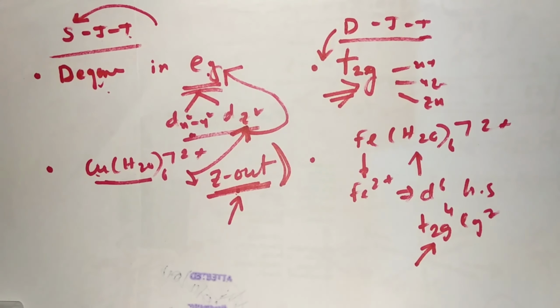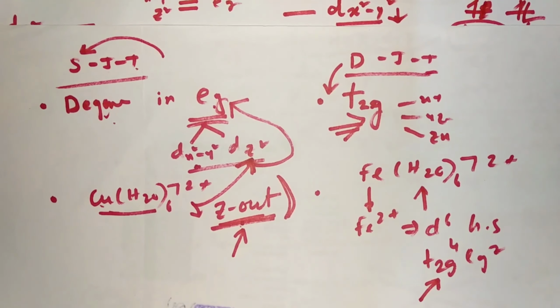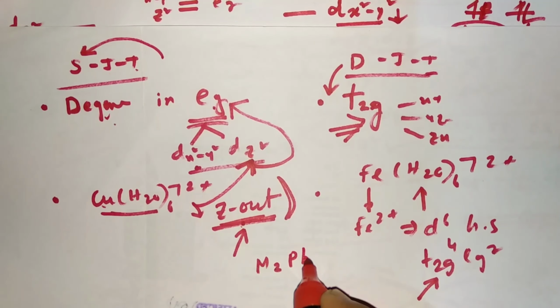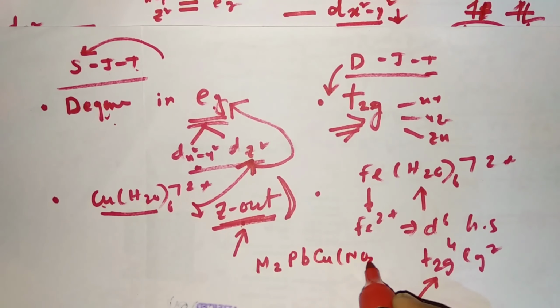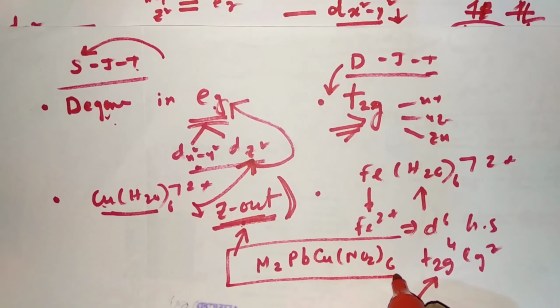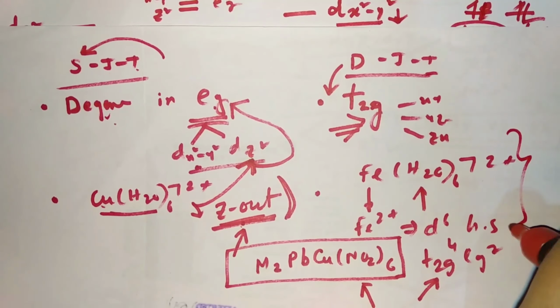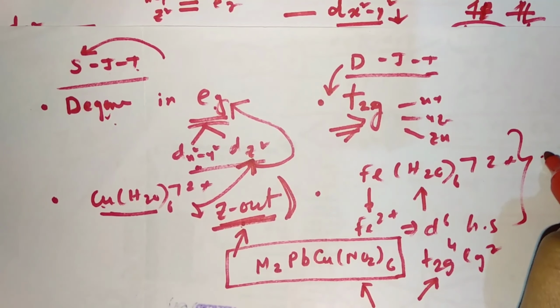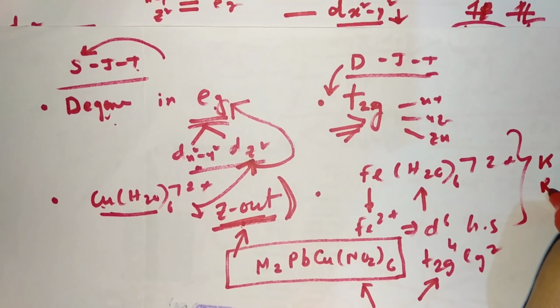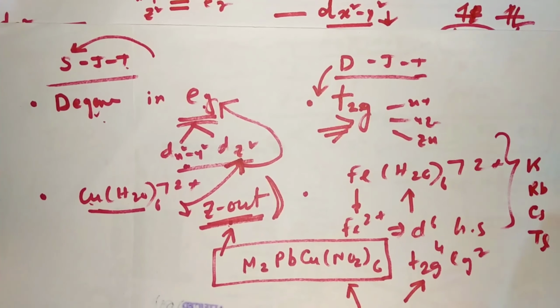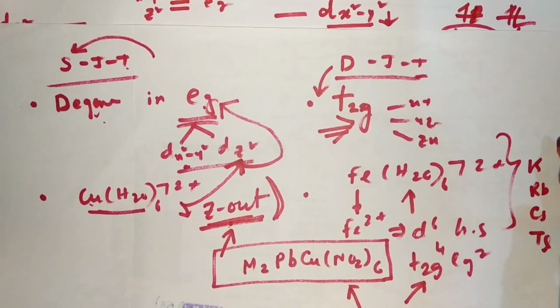Okay, so now let's take another example like this: M2Pb[Cu(NO2)6]. I am giving you this kind of complex example because I have seen this example in a lot of books, so it may be important. Here M can vary: potassium, rubidium, cesium and finally thallium. So for these systems M may be any one of these.